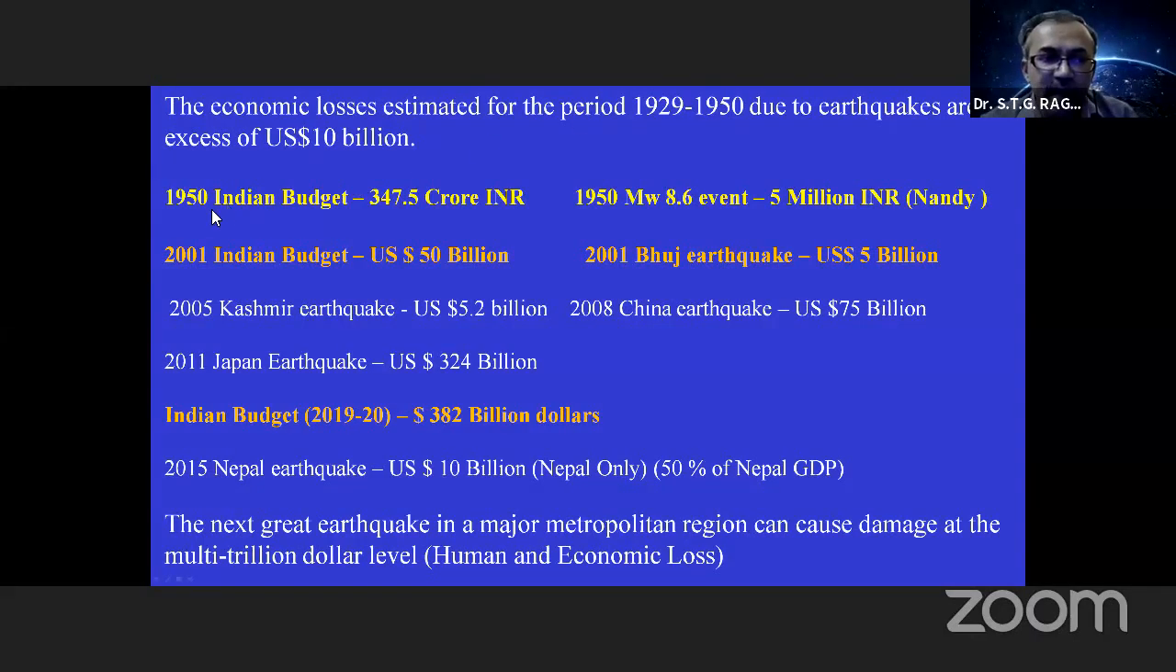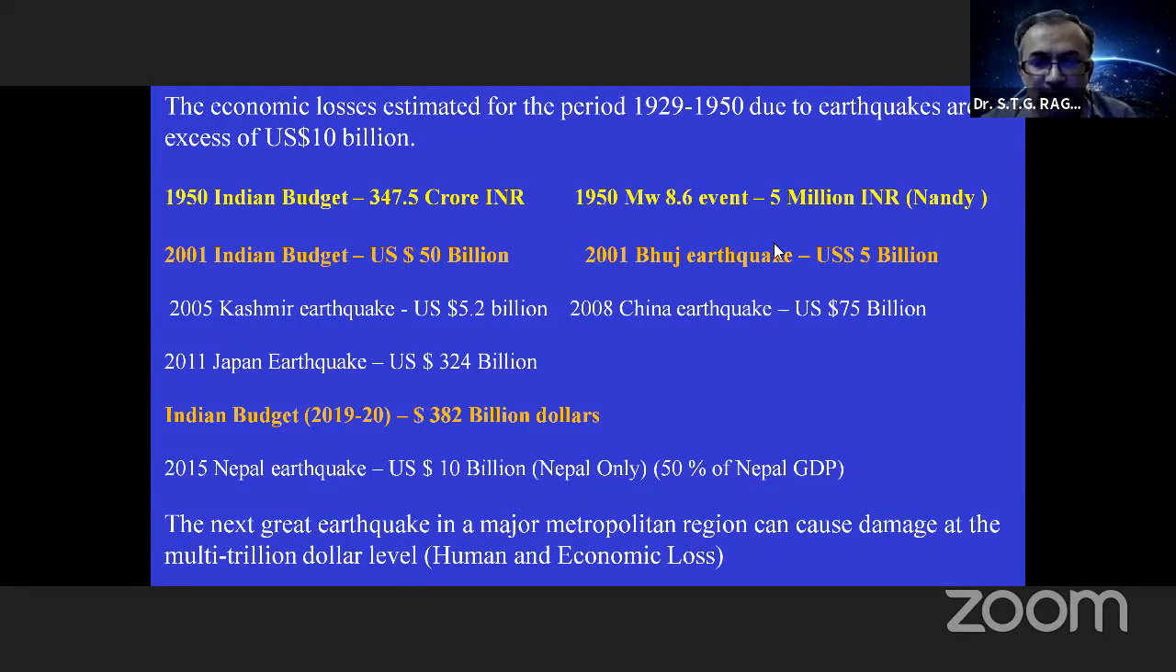If you see in 1950, there was a great earthquake in India of magnitude 8.6. The economic loss was something around 5 million Indian rupees. Now if you compare this with the 1950 Indian budget, which was the first Indian budget in Republic India, the budget was something around 347 crores Indian rupees. So compared to our Indian budget, the loss is very small, less than maybe 0.01% of the total budget.